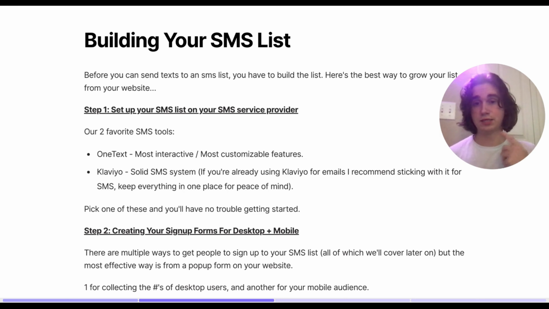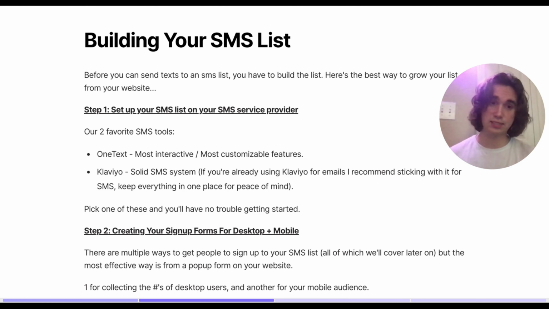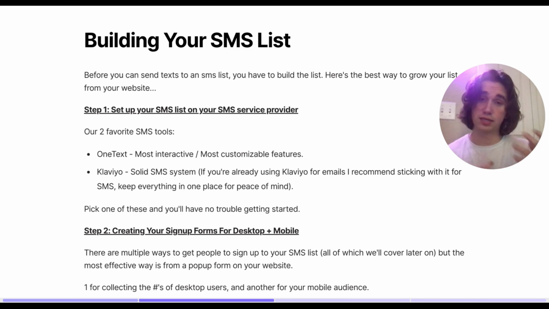So OneText is our favorite SMS tool, and our other favorite is actually just the SMS system that is within the email service provider Klaviyo. And if you're watching this video and you have email marketing set up, the odds are you're already using Klaviyo. So if that's the case, then I would recommend just sticking with it for SMS as well. If you are already familiar with it, it has a really solid SMS system as well. So try to keep everything in one place in Klaviyo for peace of mind. Otherwise, I would recommend looking into OneText. But either way, if you pick one of these, you should have absolutely no trouble getting started.